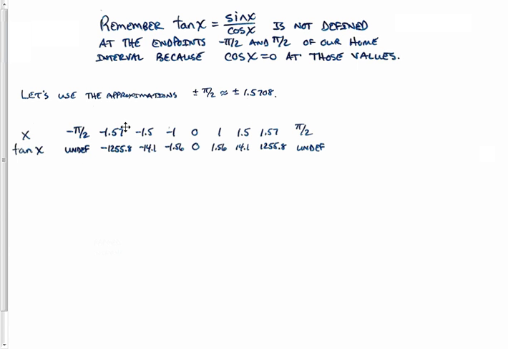But when I get a number that is close to negative pi over 2, look at my tangent value, negative 1,255. So my y value is way, way, way low when I get close to this x value. And over here, 1.57 is close to pi over 2, but it's not. When I get close to pi over 2, my y value is a huge positive number, so it's way, way, way high. And that is another indication, of course, that we have vertical asymptotes at these two x values.